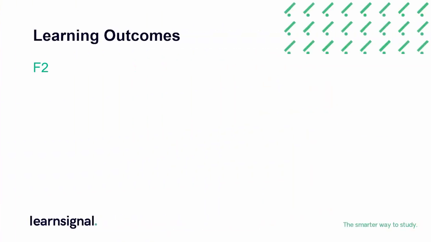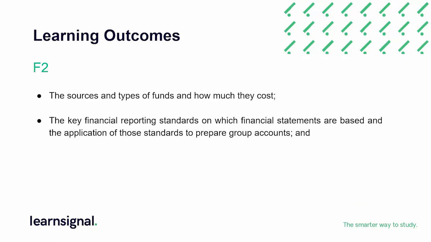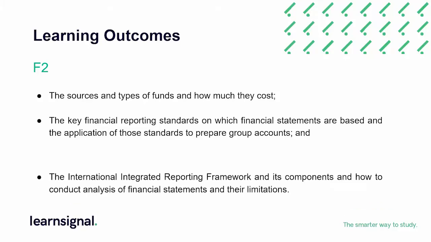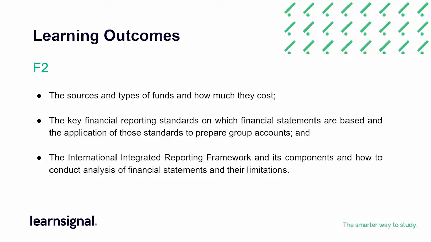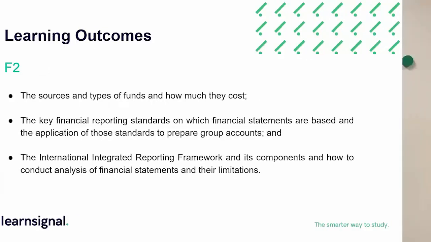The key learning outcomes for F2 are the sources and types of funds and how much they cost, the key financial reporting standards on which financial statements will be based and the application of those standards to prepare group accounts, and the International Integrated Reporting Framework and its components and how to conduct analysis of financial statements and their limitations.